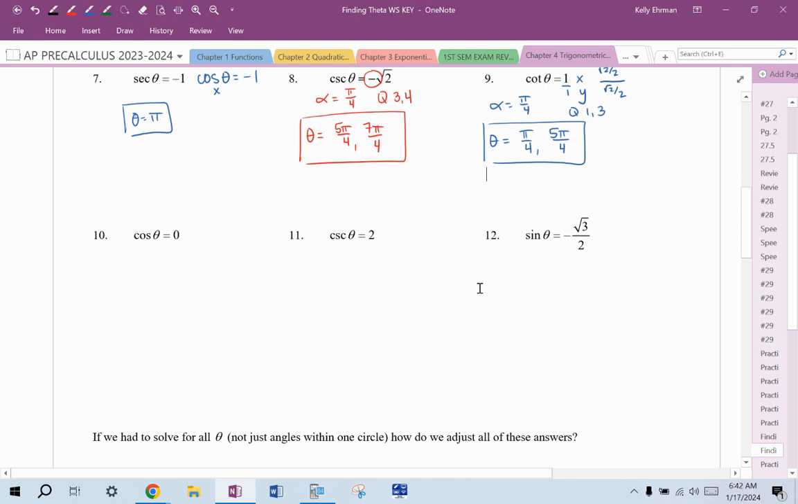When is cosine equal to 0? When is the x coordinate equal to 0? So I don't want to keep scrolling up and down here. The x coordinate is 0 at the top of the circle and the bottom, but not on the sides. On the sides, it's plus or minus 1. So for theta, I don't need a reference angle if it's sine or cosine equal to 0 or 1 or something like that. If you're on a non-quadrant angle, you can just get right down to the answer. So the top of the circle is pi over 2, and the bottom is 3 pi over 2.